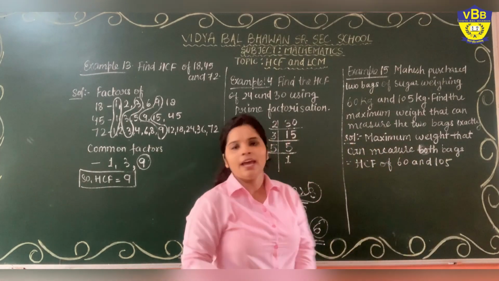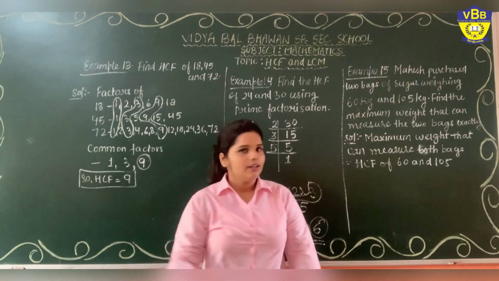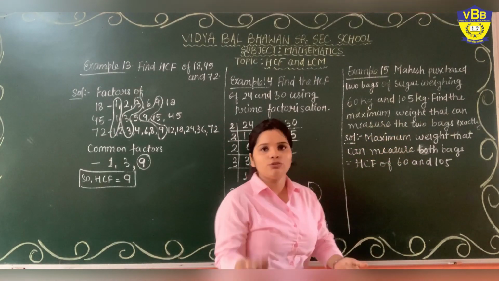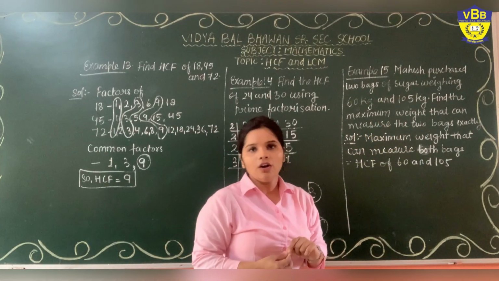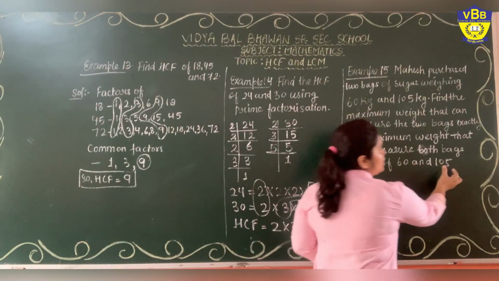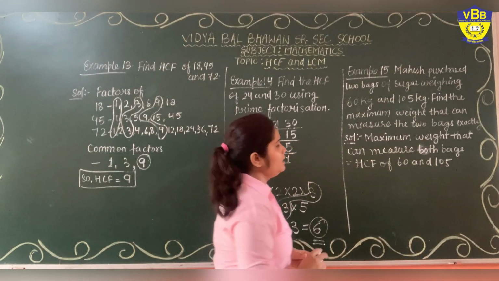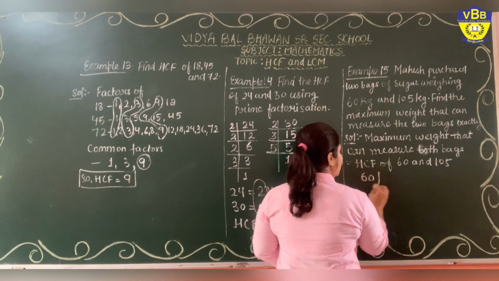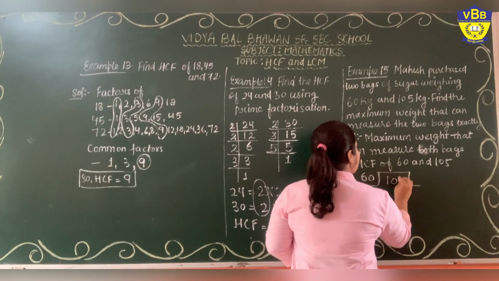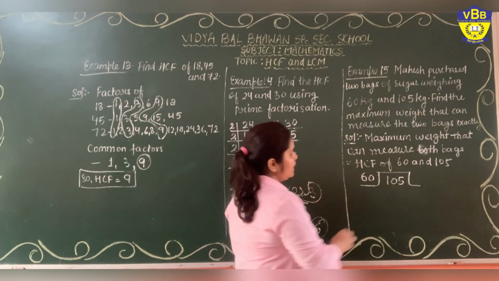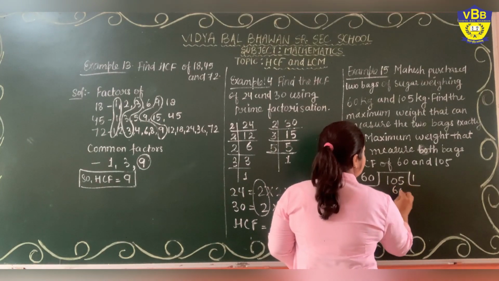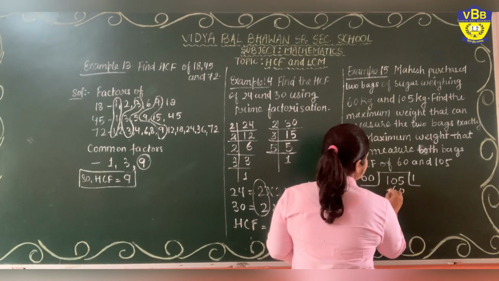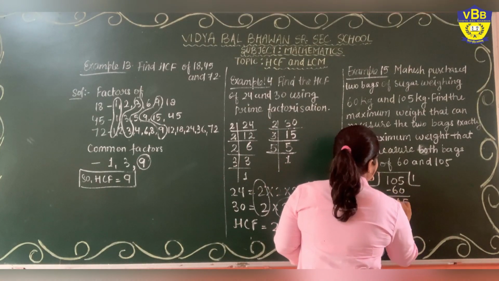So here we have done the listing factors method. We have done the prime factorization method. Here it is not specified, so let us do this question with the long division method. 60 and 105. Which one is the greater number between these two? 105. So 105 will be the dividend and 60 will be the divisor. Divide it now. 60 ones are 60, because 60 twos are 120, which will become greater than 105. The remainder is 45.